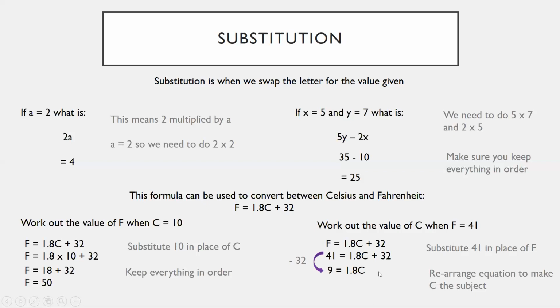And then the final thing to have C on its own is we need to get rid of this 1.8. We know that whatever C is, we're multiplying by it. So 1.8 times C gives us 9. So we need to do the inverse thing. We need to divide by 1.8 to find what we're missing. So that will give us 5. 1.8 times 5 would give us 9.